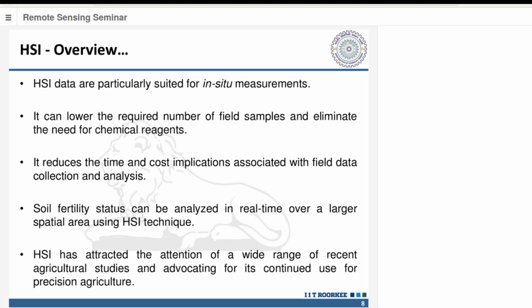Hyperspectral is particularly suited for in situ measurements. It can lower the required number of field samples and eliminate the need for chemical reagents. It reduces the time and cost implications associated with field data collection and analysis. The soil fertility status can be analyzed in real time over a larger spatial area using the hyperspectral technique. This has attracted the attention of a wide range of recent agriculture studies, advocating for its continued use for precision agriculture.